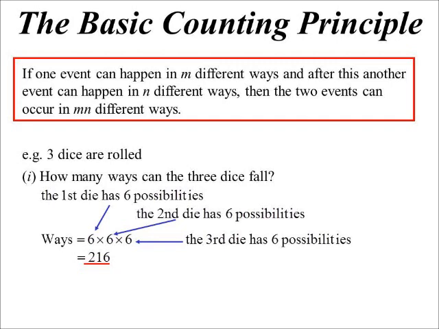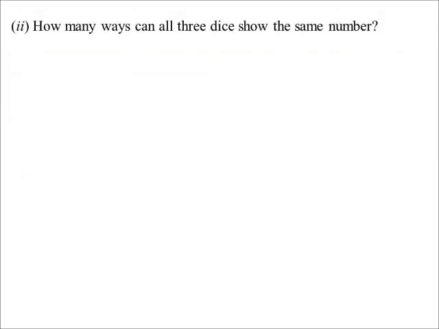Okay, but hang on a sec. We want to know that all 3 show the same number. So how many ways can this happen? So we say, well, it's 6 times 1 times 1. And where does that come from? We say, well, whether I throw all 3 at the same time or I throw them one at a time really doesn't matter. So I'll throw the first one. There's 6 different things that could happen.